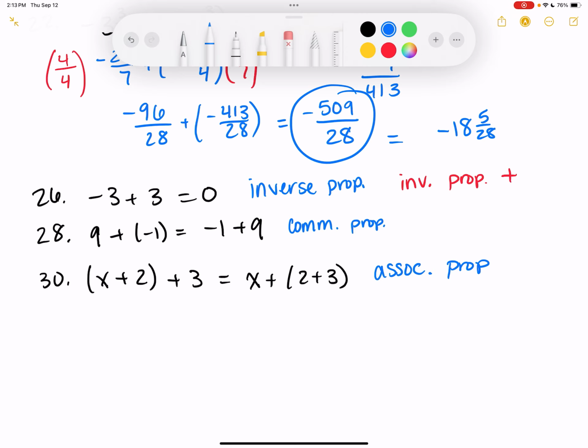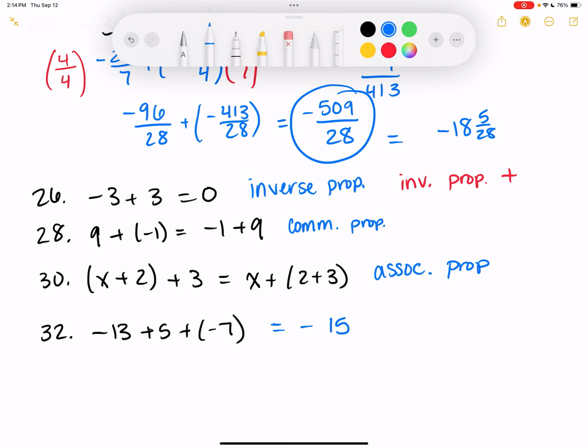All right, more of just finding the sum. They just have more than two numbers now. 32, -13 plus 5 plus -7. So what is -13 plus 5? -8, and then -8 plus -7 is -15.